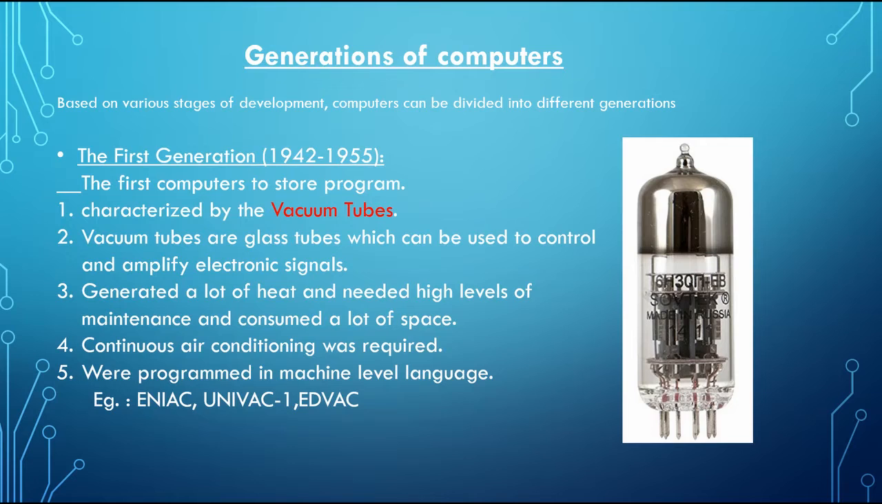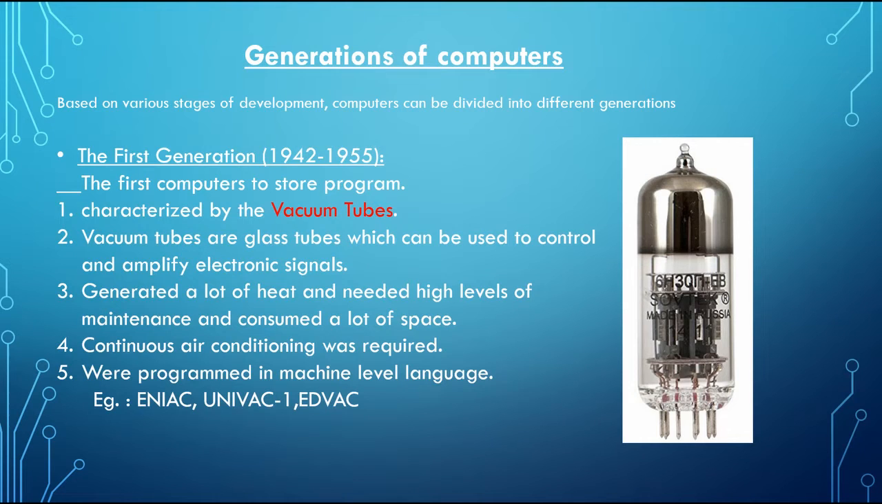Now let's have a look at the generation of computers. This was classified on the basis of different stages of development, and the computers that we use today are from the 4th generation, which we'll encounter in the coming slides. Now first let's look at the first generation, which was from 1942 to 1955. The first computers to store program were classified into the first generation.